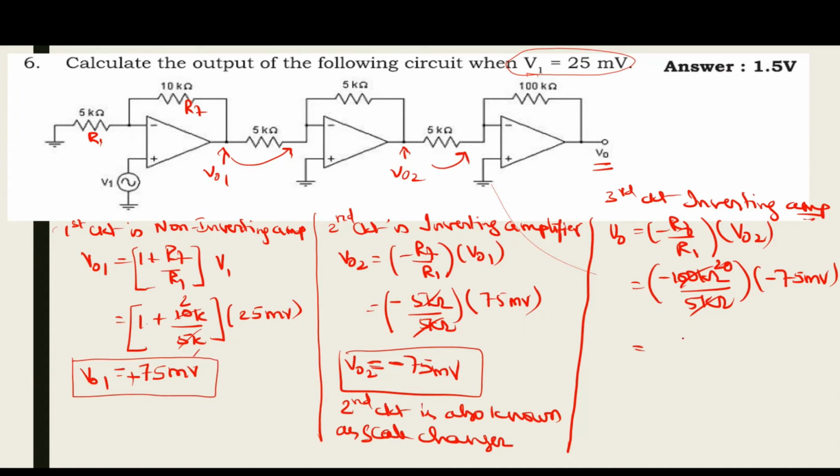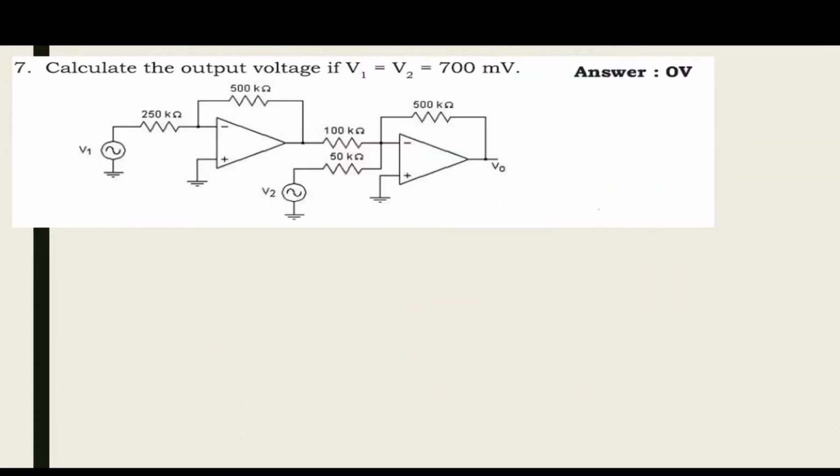Can you calculate and give me the answer? 20 into 75, how much? 1500. When it exceeds 1000, it is better to keep it in volt. 1500 into 10 raised to minus 3, that is nothing but divide by 1 followed by 3 zeros. It becomes 1.5 volt. VO is equal to 1.5 volt. Clear?